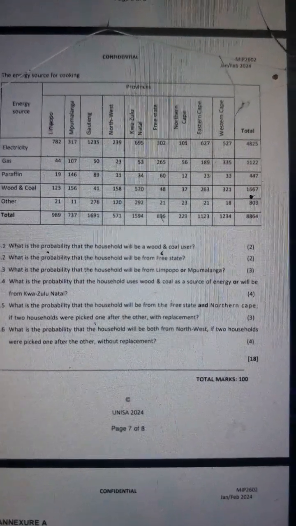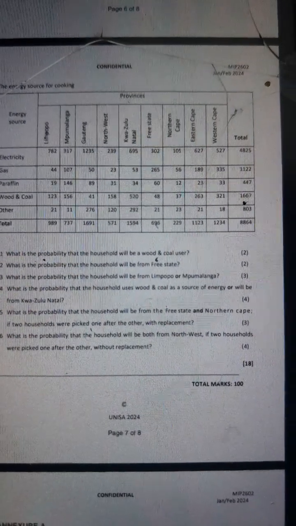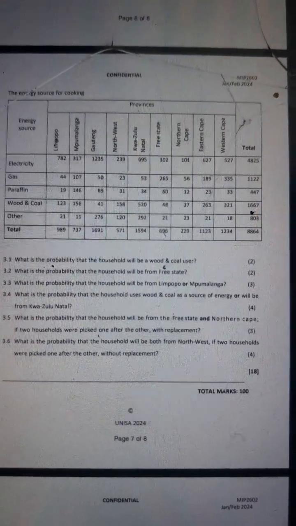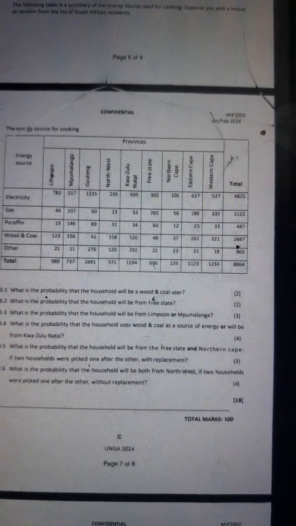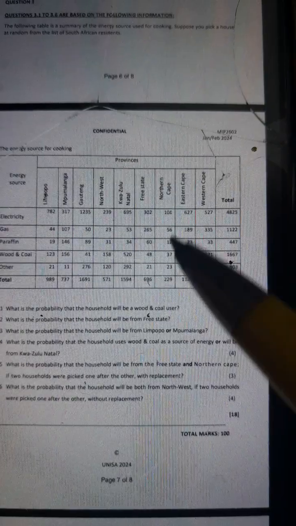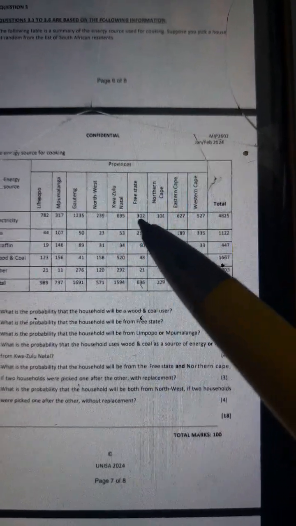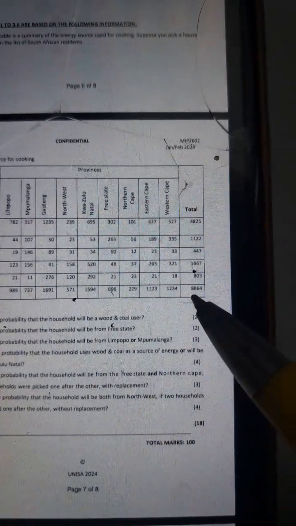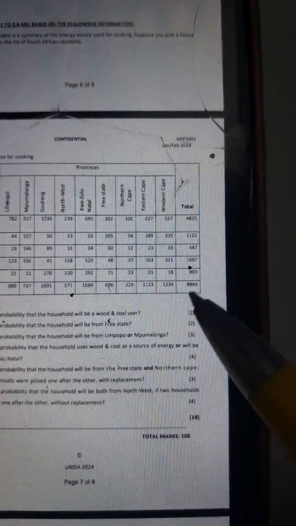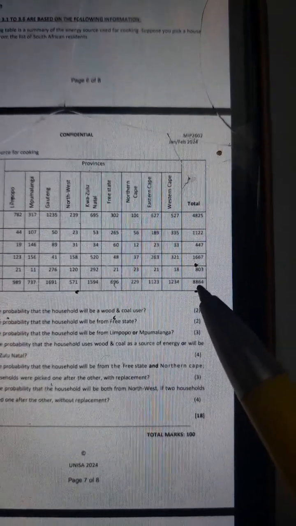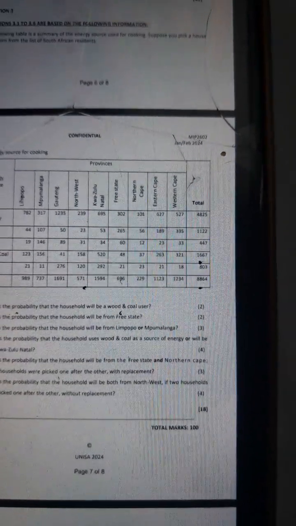Well, at 3.6, they said, what is the probability that the household will be bought from Northwest if two households were picked one after the other without replacement? That will be a dependent event. So if the first one, let's go to Northwest. Where is Northwest? Northwest is 571 divided by 8864. Because when they say without replacement, for the second probability, you're going to subtract 1. So it will be now 8863. So let me show you using a calculator.